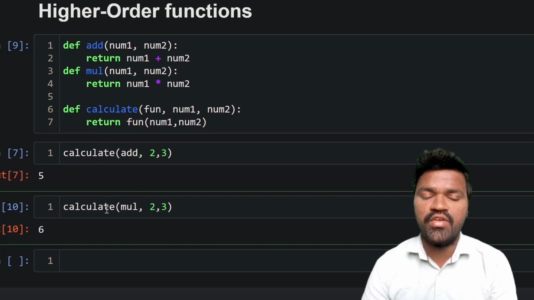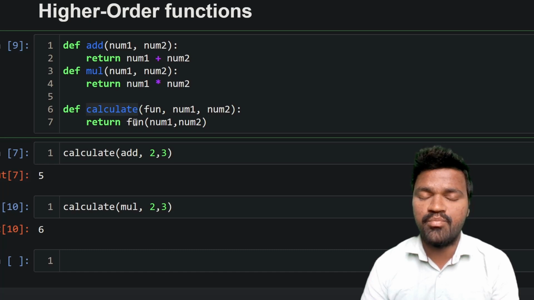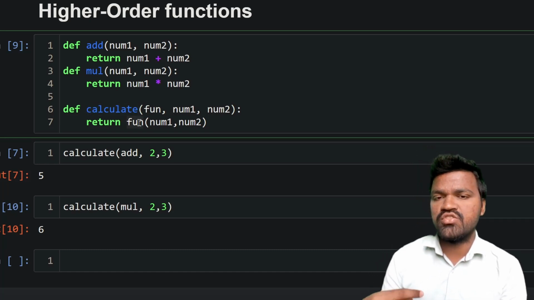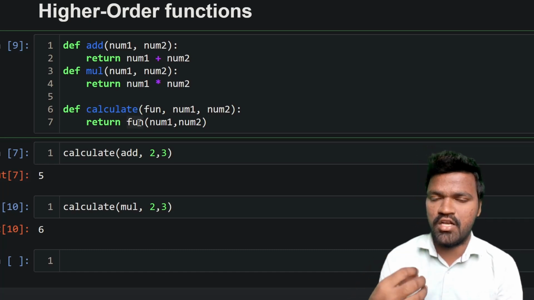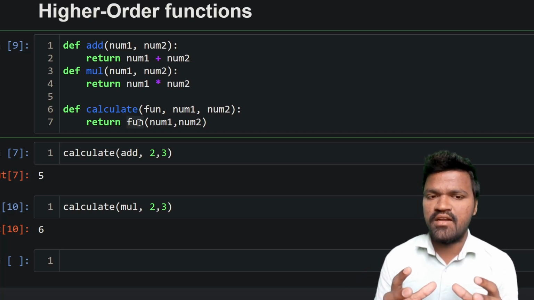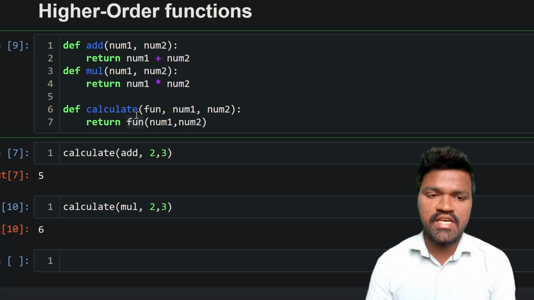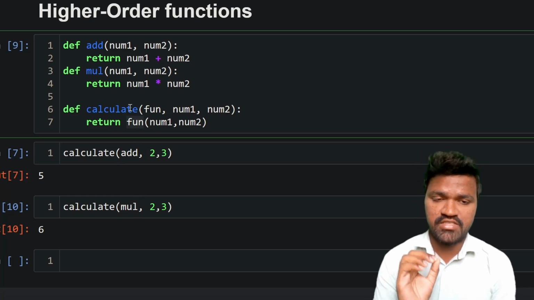So in this way we are passing the function which is add and multiplication which is mul. Based on these functions, from this function calculate, these functions will be called. So in this way we can pass a function as an argument. I hope by this explanation you are able to understand how we can pass a function as an argument. In this case we are passing add and multiplication functions as arguments for the calculate function.